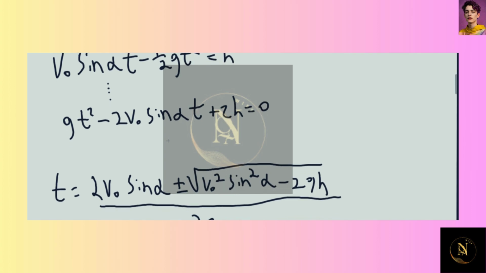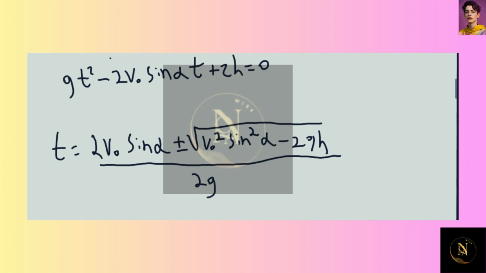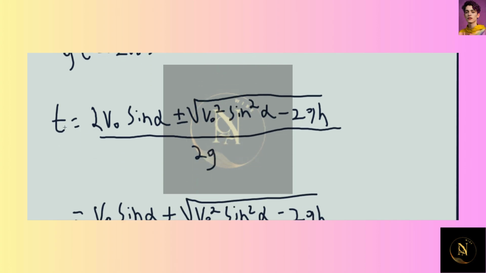So we just use the quadratic formula here, which says that t is equal to negative of negative 2 v naught sine of alpha, which becomes 2 v naught sine of alpha, and then plus or minus the square root of v naught squared times sine squared alpha minus 2gh, all divided by 2 times g.